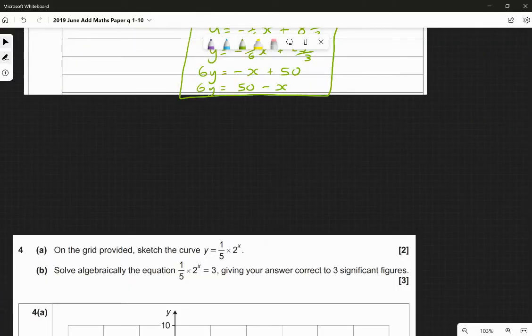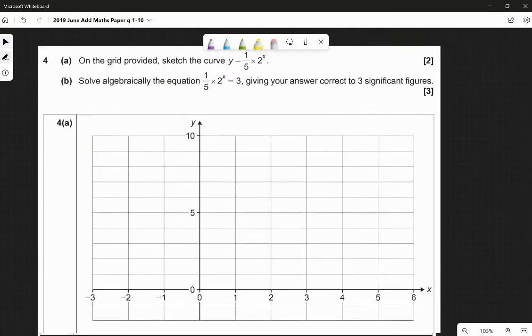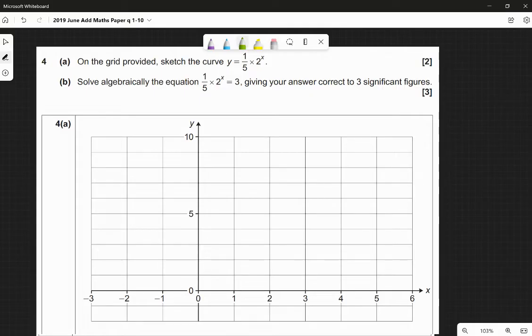Okay, let's have a look at question 4. On the grid provided, sketch the curve y equals 1/5 multiplied by 2 to the power of x. So this is an exponential function because the unknown, the input, the x value, is in the exponent. Okay, it's in the index. It's 2 to the power of x.